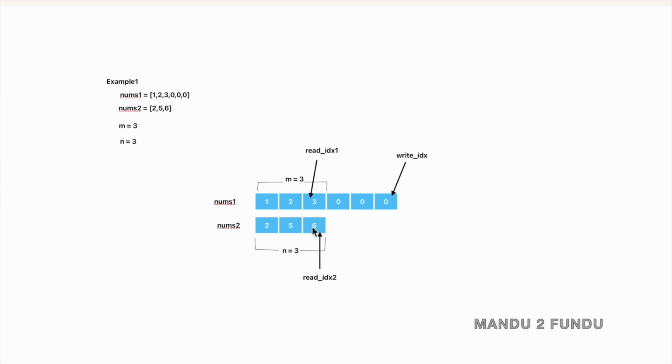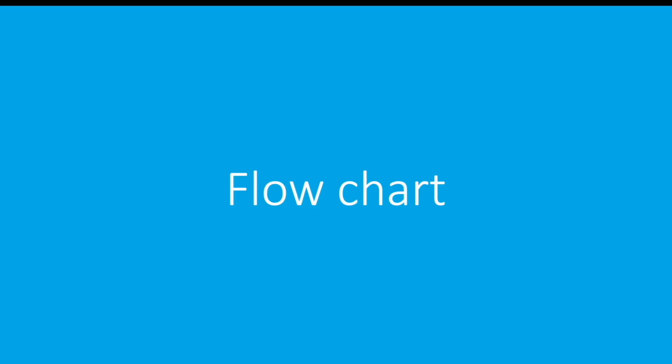The read index 2 points to the last element of the nums2 array, and we compare the elements pointed to by read index 1 and 2, and whichever is greater, we write that in the entry pointed to by the write index. So 6 is bigger, so we write the 6 in the last entry and then decrement read index 2. Let's look at the flowchart for this solution.